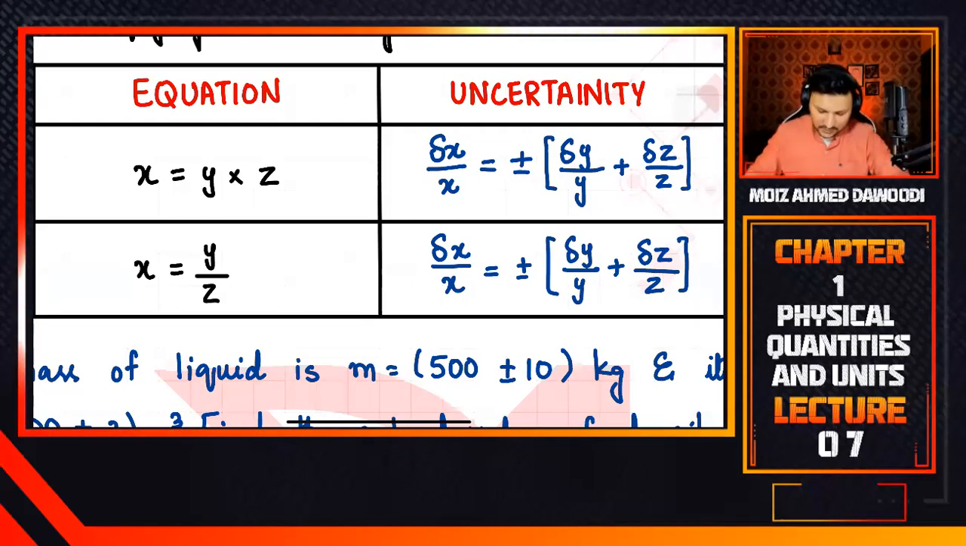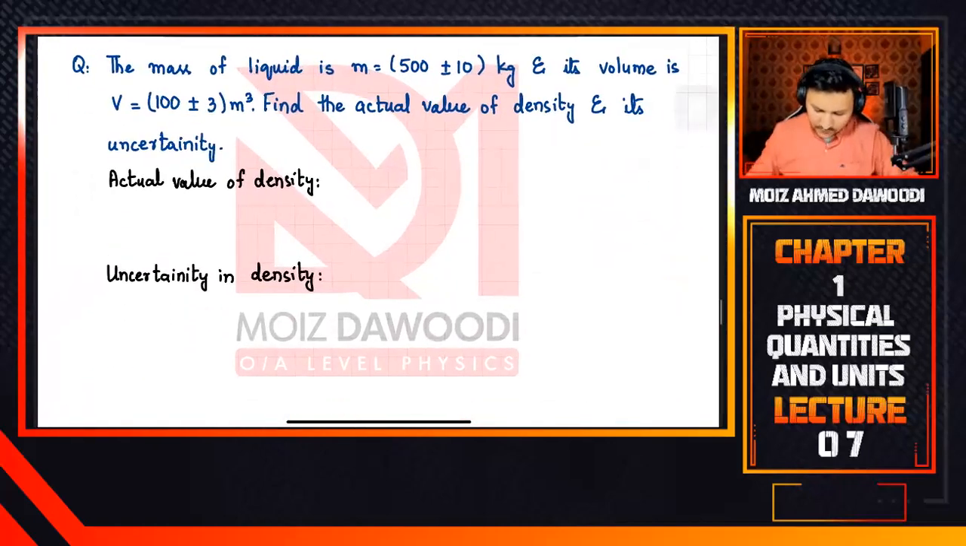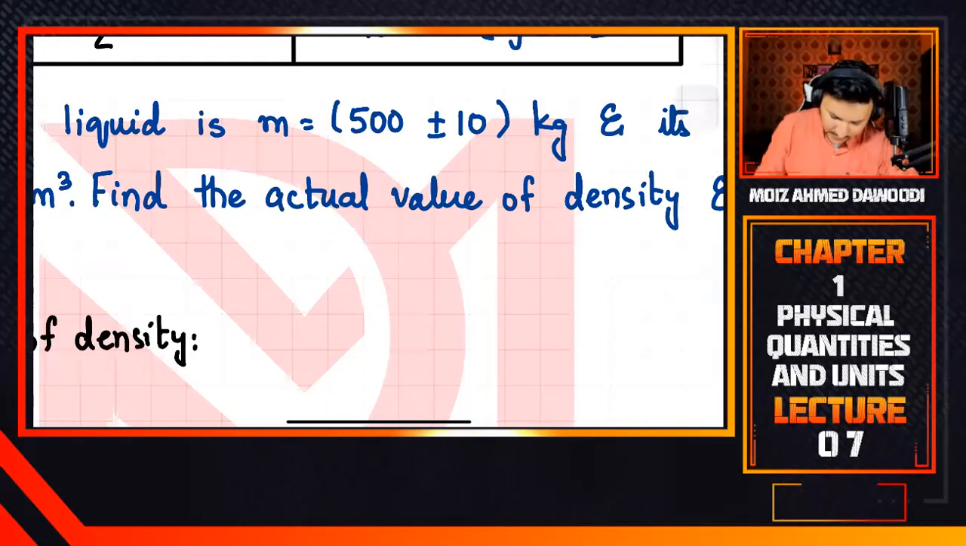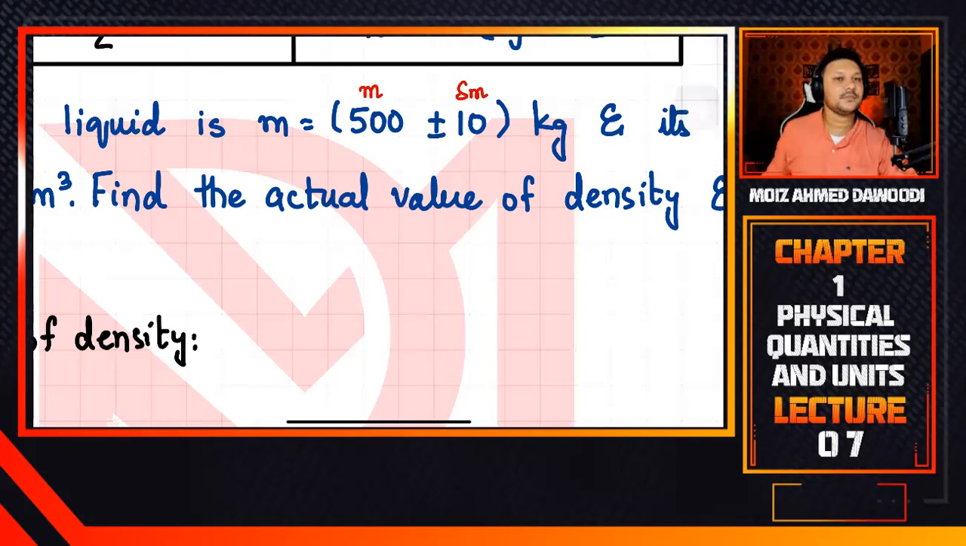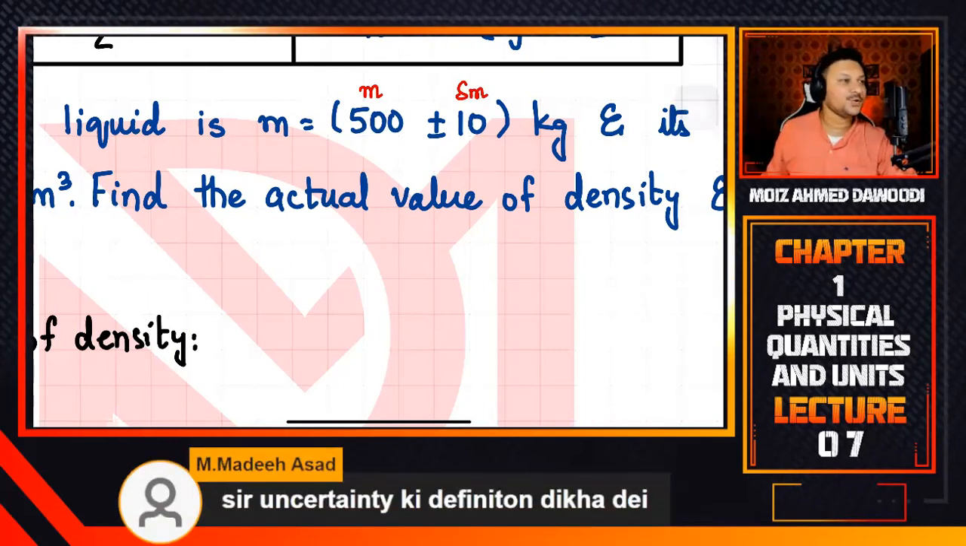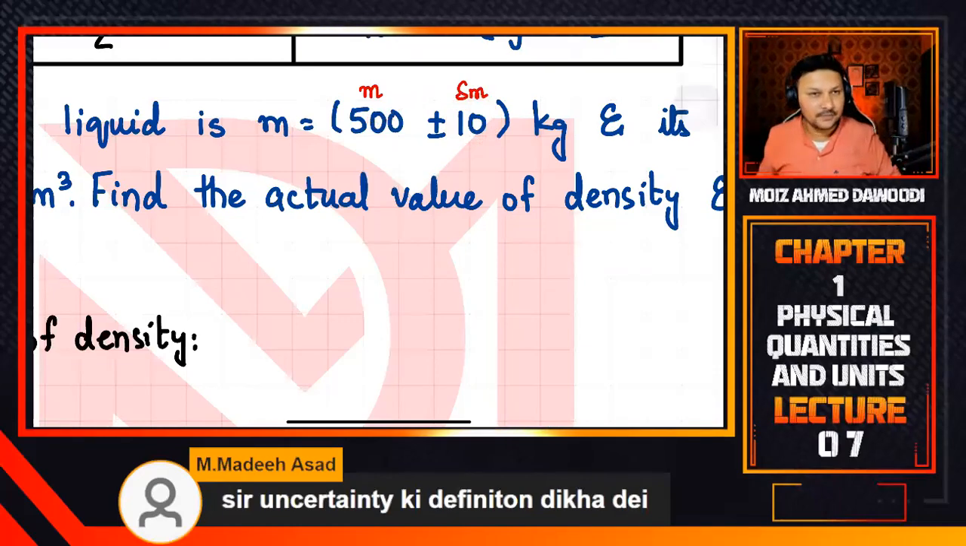Cool. Let's move ahead. The mass of the liquid is 500 plus minus 10 kg. What is this? This is the actual mass, and this is the uncertainty in mass. These are basically the values which make your answer uncertain by a certain factor. As I told you, the actual value of mass is 500 kilogram.